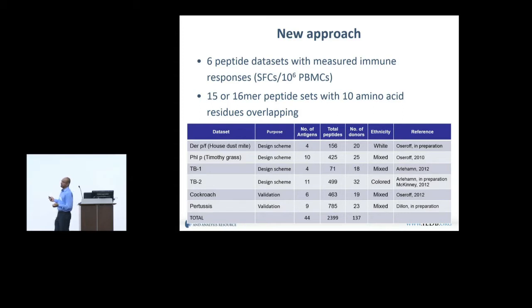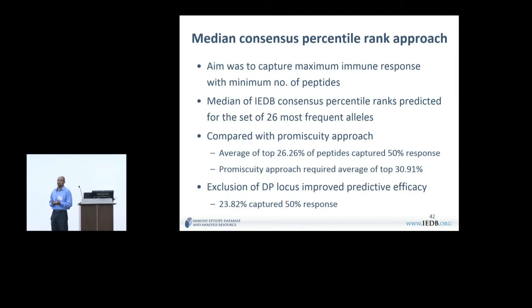And altogether, there were around 2,400 peptides and the response data from around 140 donors. So what we were trying to do was to find the method or approach that will give the minimum number of peptides that can give the maximum amount of immune response. So in a way, we were identifying the predicted most immunodominant, most potent peptides from the set of peptides from your sequence. So our aim was to capture maximum immune response with minimum number of peptides.